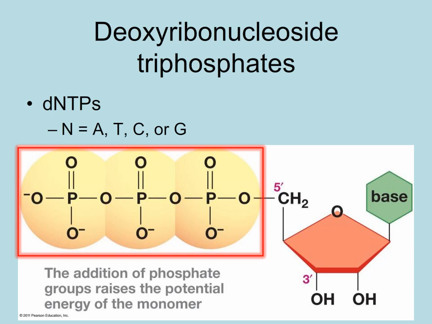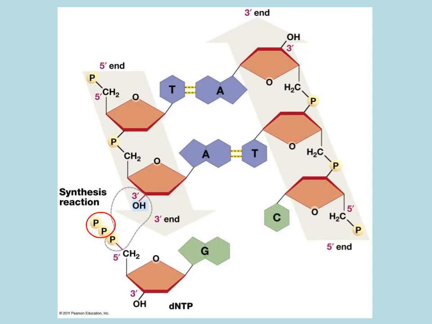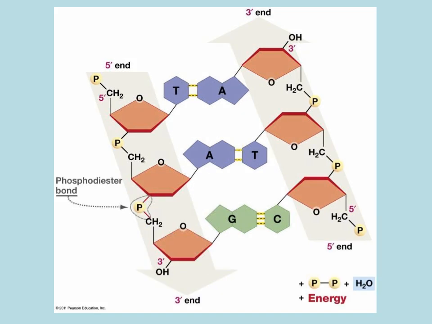The multiple phosphates on the molecule store energy in their bonds, just like ATP. Forming a phosphodiester bond is an endergonic reaction. When a dNTP is added to DNA, the 2nd and 3rd phosphates are cleaved from the molecule. There is a release of energy, which is used to form that phosphodiester bond.